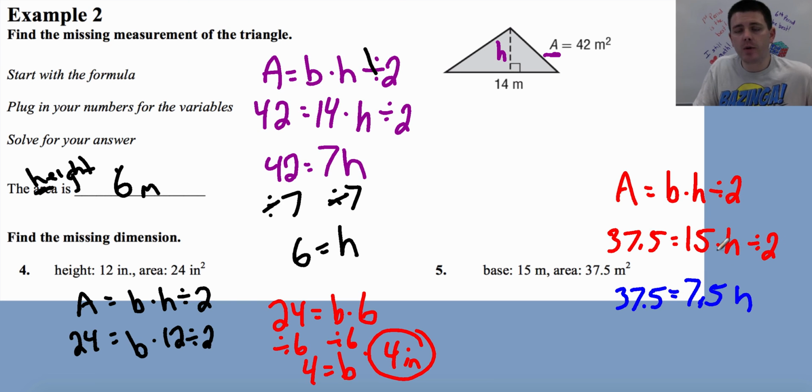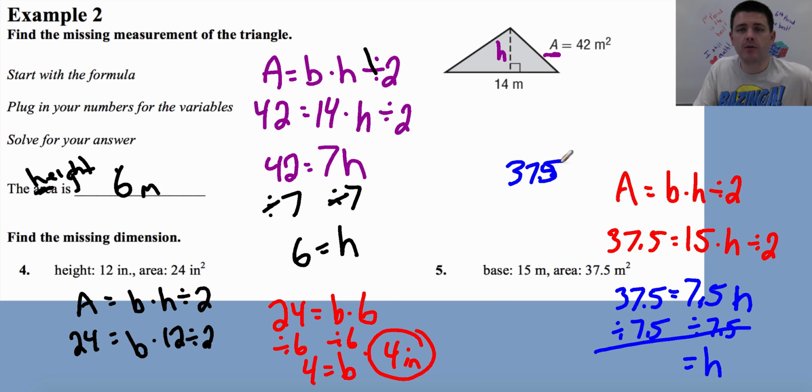If you weren't sure what 15 divided by 2 is, just do a little division problem off to the side. Here it's 7.5 times h. So to solve it, I'm going to do the opposite. I'm going to divide by 7.5. So my height is equal to 37.5 divided by 7.5. If you're not sure, you can do a little division problem off to the side. 37.5 divided by 7.5. But in this case, I know what this answer is. It goes in 5 times. So my height is 5 meters.